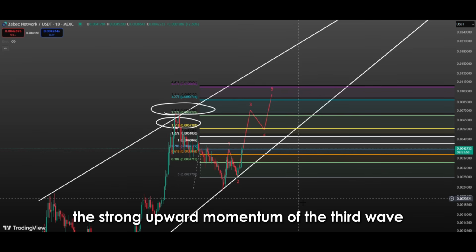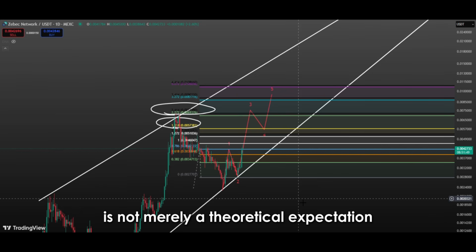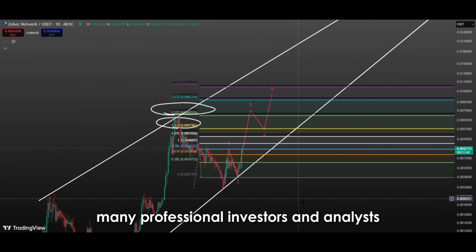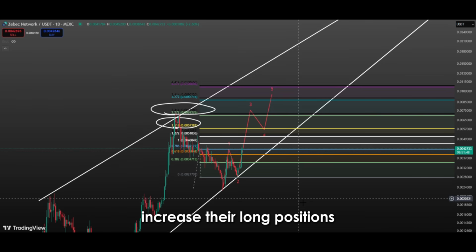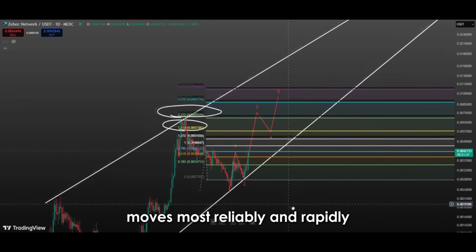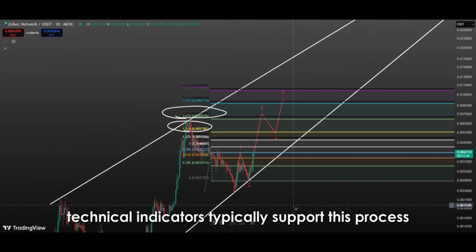The strong upward momentum of the third wave is not merely a theoretical expectation, but a situation frequently observed in practice. Many professional investors and analysts increase their long positions during the third wave, as this phase is where the trend moves most reliably and rapidly. Additionally, technical indicators typically support this process.